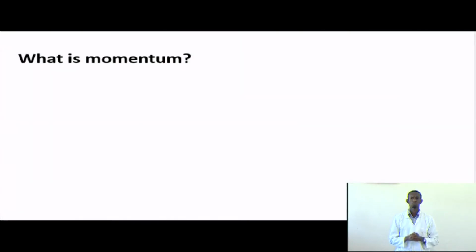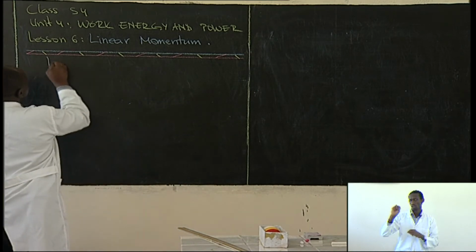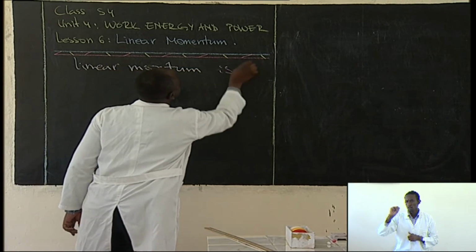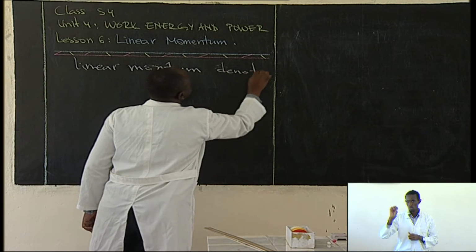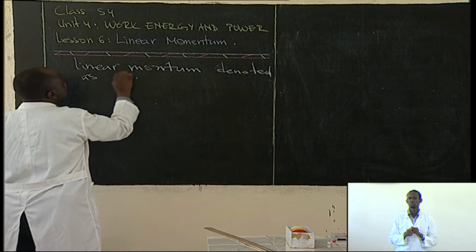Now, students, I have a question here. What is momentum? It is your time now to recall, because you saw this concept in Senior 3. Do you remember that? Yes, that's good. Linear momentum, as you know, is of course denoted as P, and then let's put the arrow here.